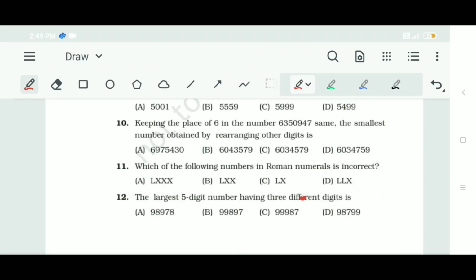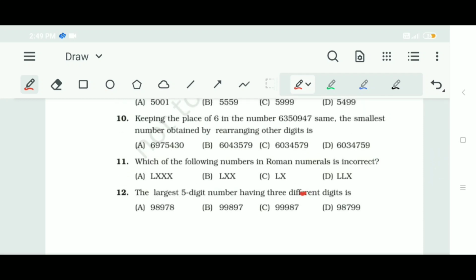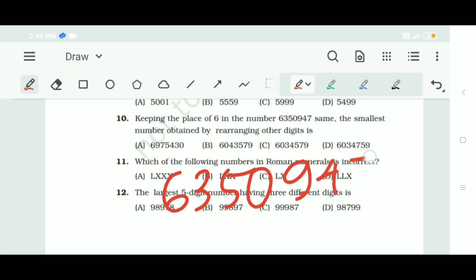In the next sum, question number 10, it is written, keeping the place of 6 in the number 63,50,947 same, the smallest number obtained by rearranging the other digits is. Means the place of 6 of this number will be same. Okay, now how to find a number which is the smallest one after rearranging all these digits? Means 6 will remain fixed. Now what shall we do? Very easy, we will rearrange it.